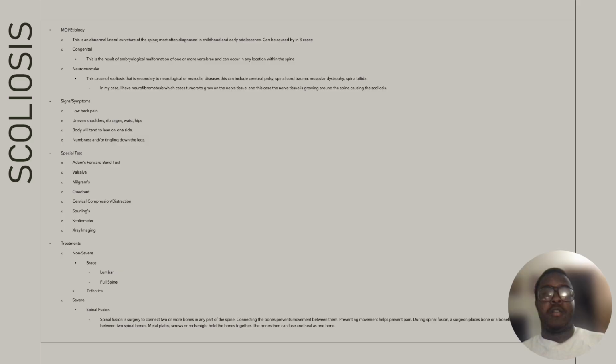For treatments, depending on how severe your scoliosis is, you can go the non-operative route, which is bracing. Either you get just a lumbar brace that only goes to the lumbar spine, or a full spine brace, which I had to use. Or you can use orthotics, where a cut insert is put inside the sole of the shoe to even out the curve of the spine. Or for a more severe case, which was mine, I had to do a spinal fusion, where they insert metal rods into the spine to correct the curvature, which we'll see in the next slide.